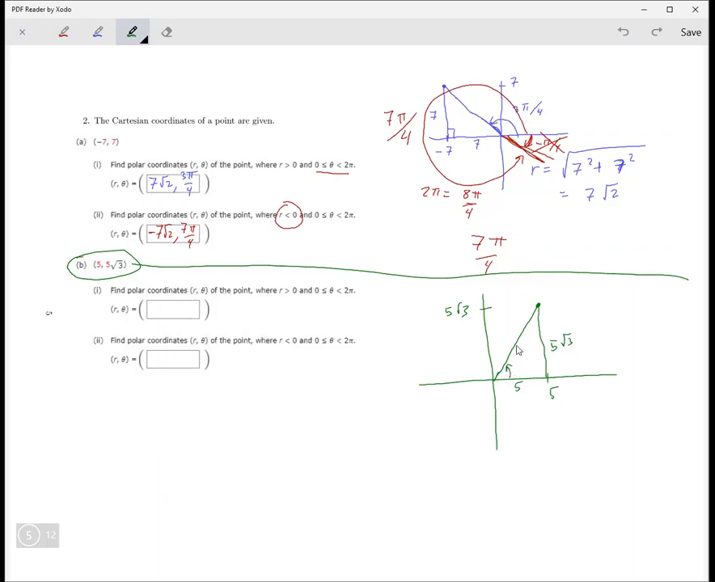Pi fourths? No, it would be pi fourths if these were the same, but this is 5 times root 3.